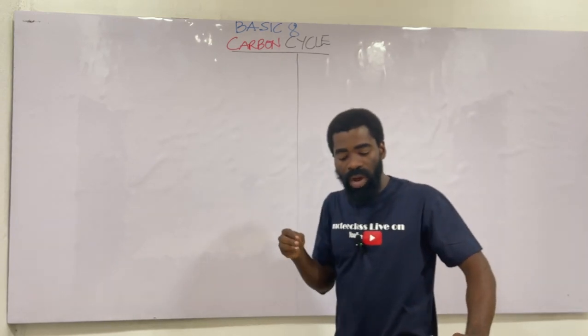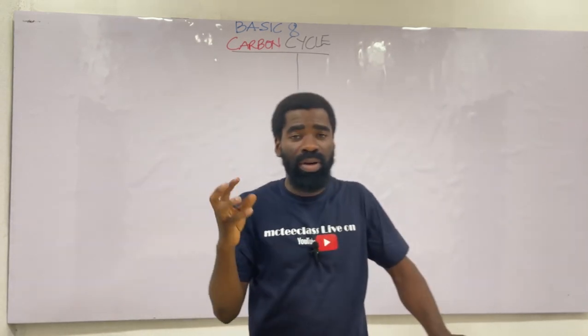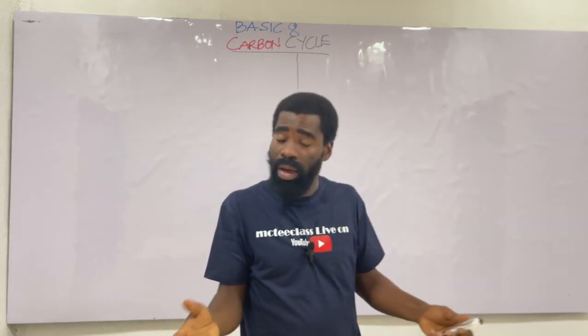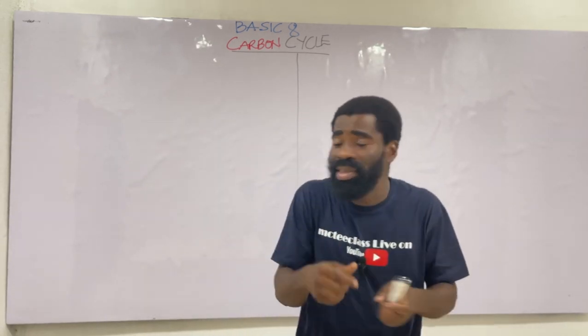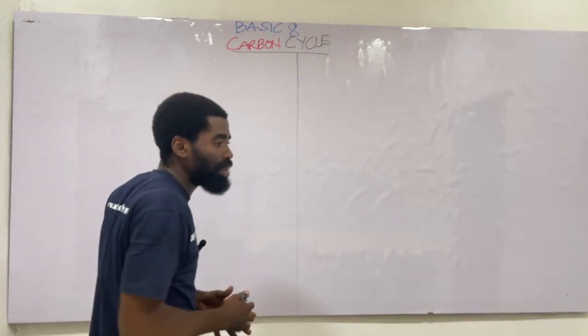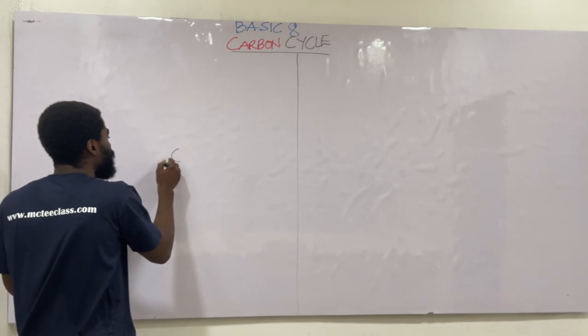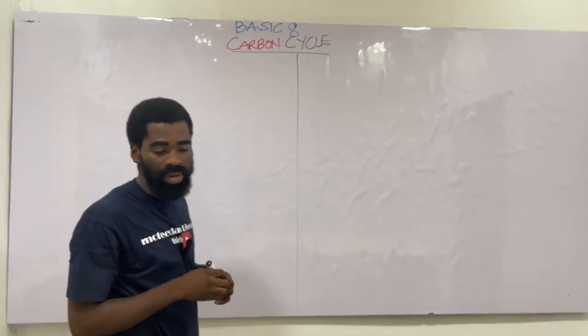Now, carbon is one of the most abundant elements found in our universe. In all living things, we have carbon in us. Every living thing has the element carbon. Carbon is an element that is found in the universe. An element with atomic number 6 is carbon, symbol C.